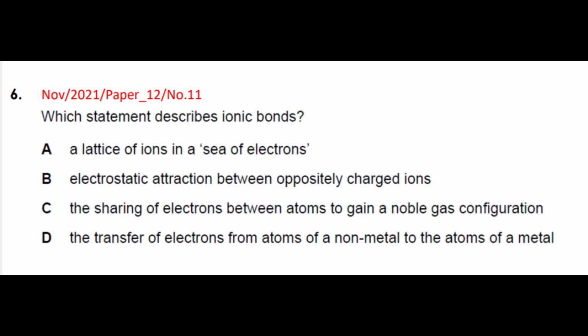Charlie says the sharing of electrons between atoms to gain a noble gas configuration. No, in the ionic bond there is a transfer of electrons and not the sharing of electrons. Sharing of electrons is a characteristic of covalent bond, so that is not a correct option. Delta says the transfer of electrons from an atom of a non-metal to an atom of a metal. Yes, there is a transfer of electrons, but electrons are transferred from metal to non-metal, not from non-metal to metal. So even Delta is an incorrect option. So our correct option for this question is Bravo.